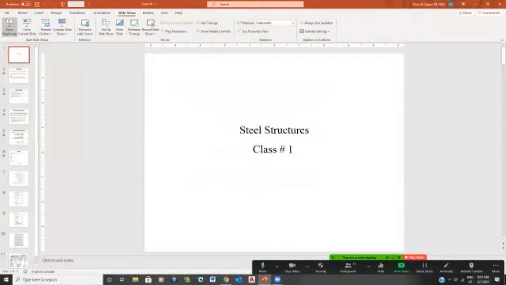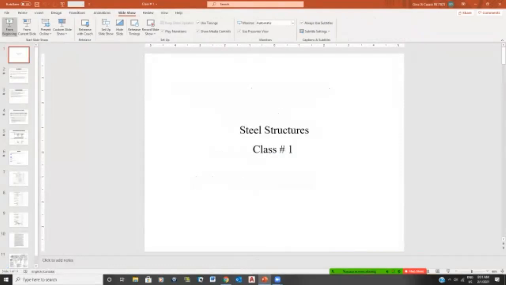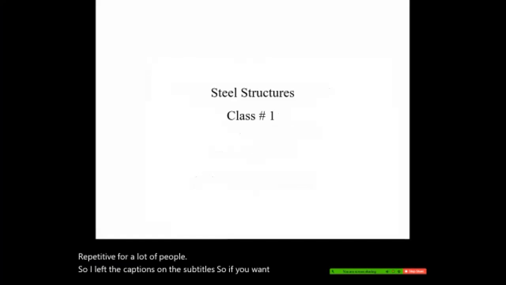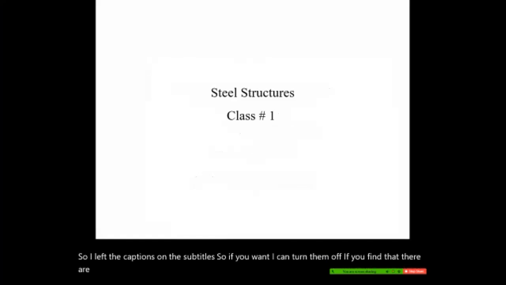Slideshow. Like I said, for those 3 people that are not in the wood class, the first few slides are going to be very repetitive for a lot of the people. So I left the captions on, the subtitles. If you want, I can turn them off if you find that they're distracting, but it's up to you. Anyway, like I said, this is from wood. This is somewhat of a repeat.